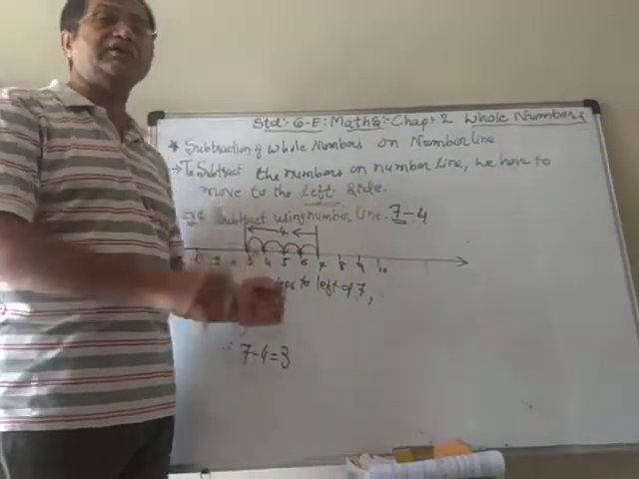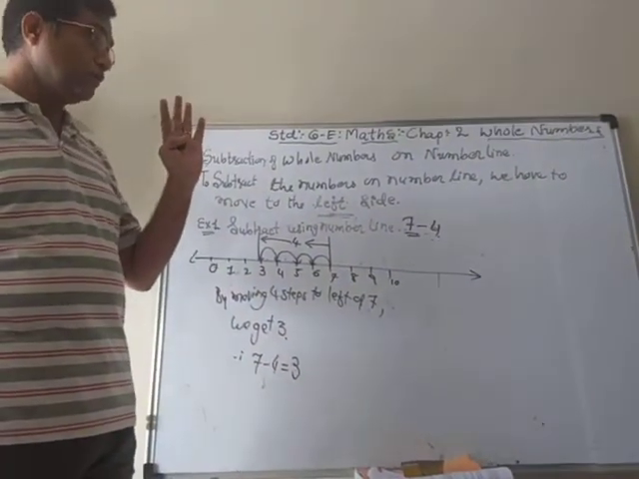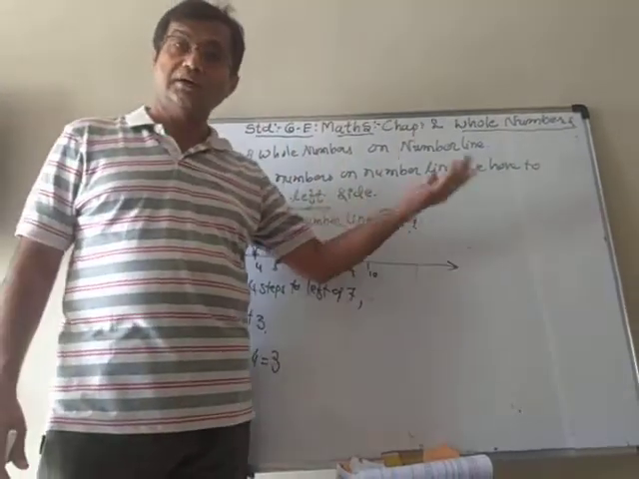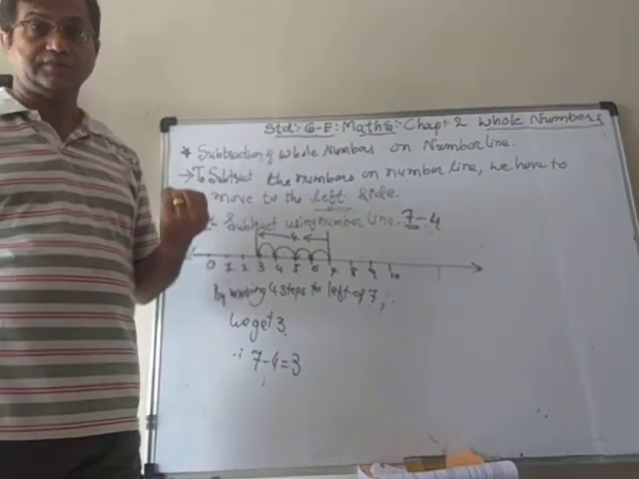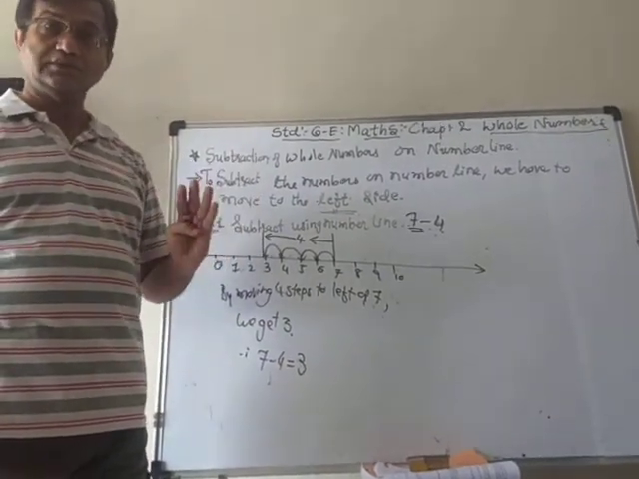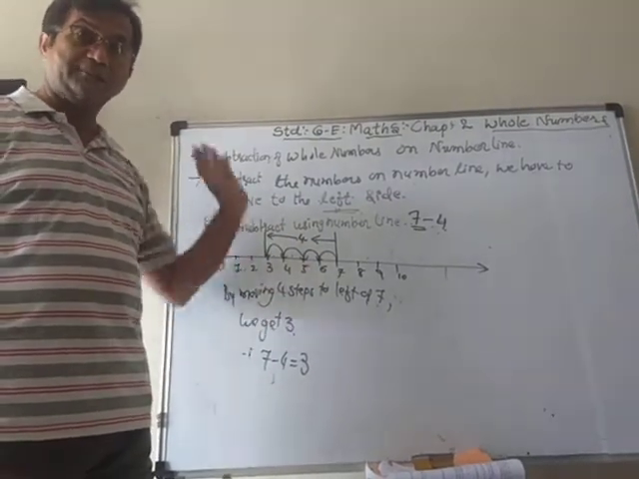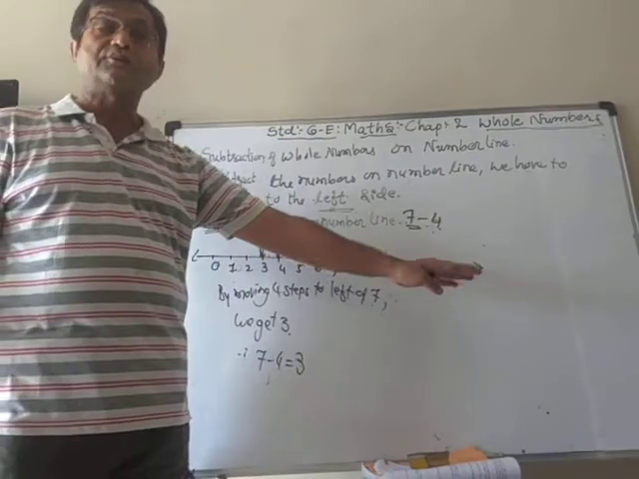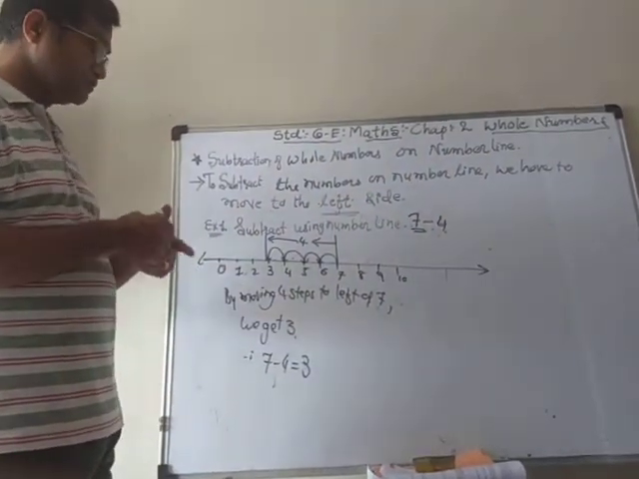So here, same thing we are doing. If we have to add, go to the right side. Subtraction, to the left side. The procedure is the same, only the direction is different, the opposite direction. For adding, you have to move from left to right. For subtraction, we have to move from right to left side.